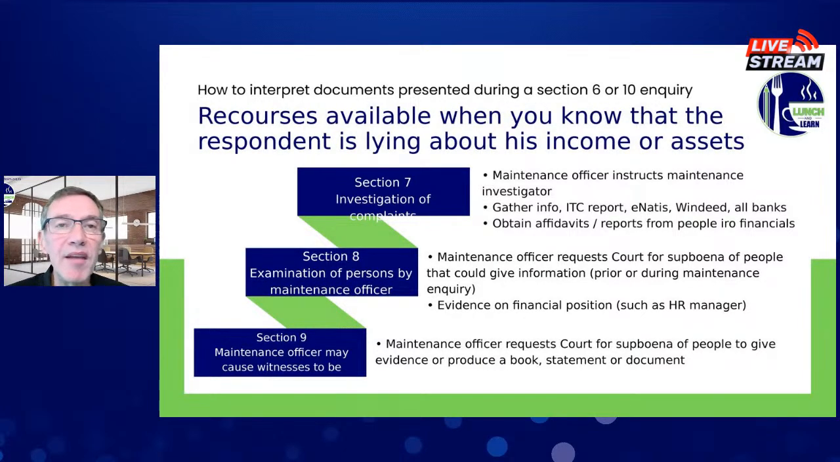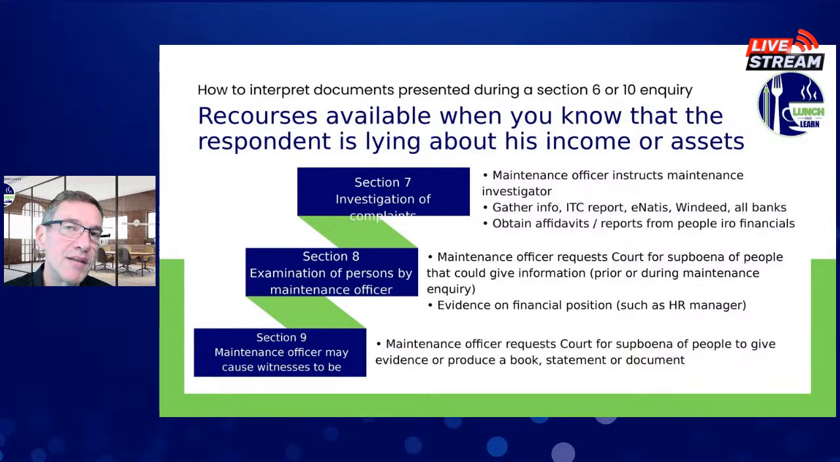So what would happen if you know that the respondent is lying? He does not have that. Or during the process with your cross-examination, you find out, oh, you know what, this is a red flag. I want more information, or I suspect that he has other bank accounts as well. During a Section 7 investigation, which is even before the formal Section 6 inquiry, the maintenance officer could instruct the maintenance investigator to do a complete ITC check. That should be done actually as a default.